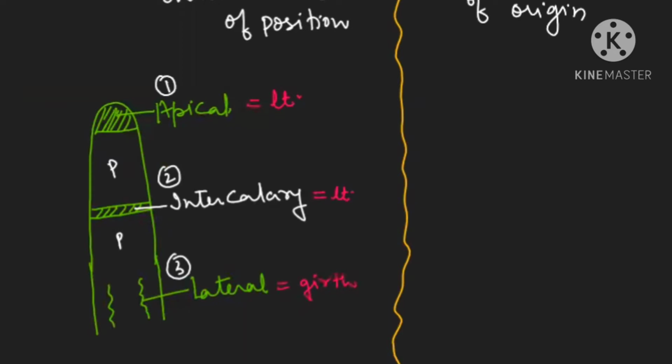Next, apical meristem will not be consumed. It is always present, but intercalary meristem is short-lived. Okay, intercalary meristem, we say it is short-lived.